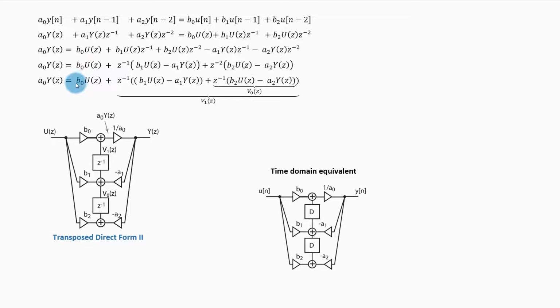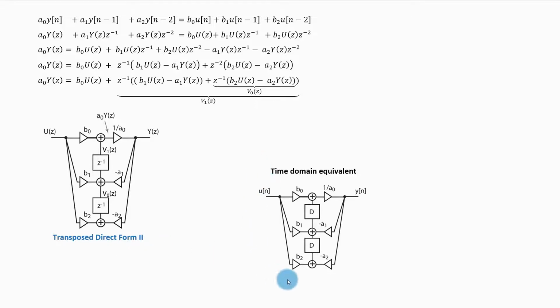Last, I need to add this term plus this v sub 1 of z, and that is what I do here. When I do this addition, I will get a0 times y of z. That is what I get at this point. Now to get this y of z from this a0 times y of z, I need to divide by a0, which is what I have here. So this is how you can draw that alternative form of the schematic of a discrete system, and this form we call the transposed direct form 2.